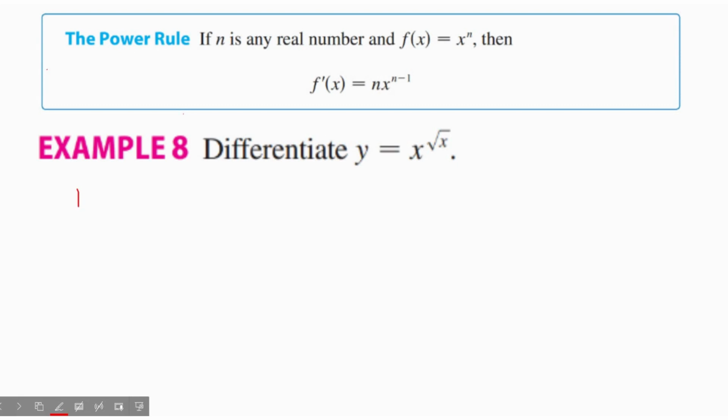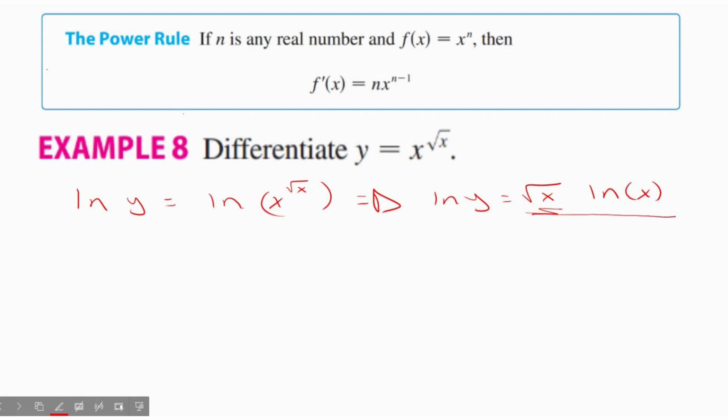So if we take the ln of both sides, it will be ln y equals ln of x power square root of x, and this can be written as ln of y equals to the square root of x ln of x, because this was the power. Now if we want to differentiate both sides, here we can see that there should be a product rule. So the derivative of square root of x is going to be 1 over 2 square root of x, and the derivative of ln of x is going to be 1 over x.